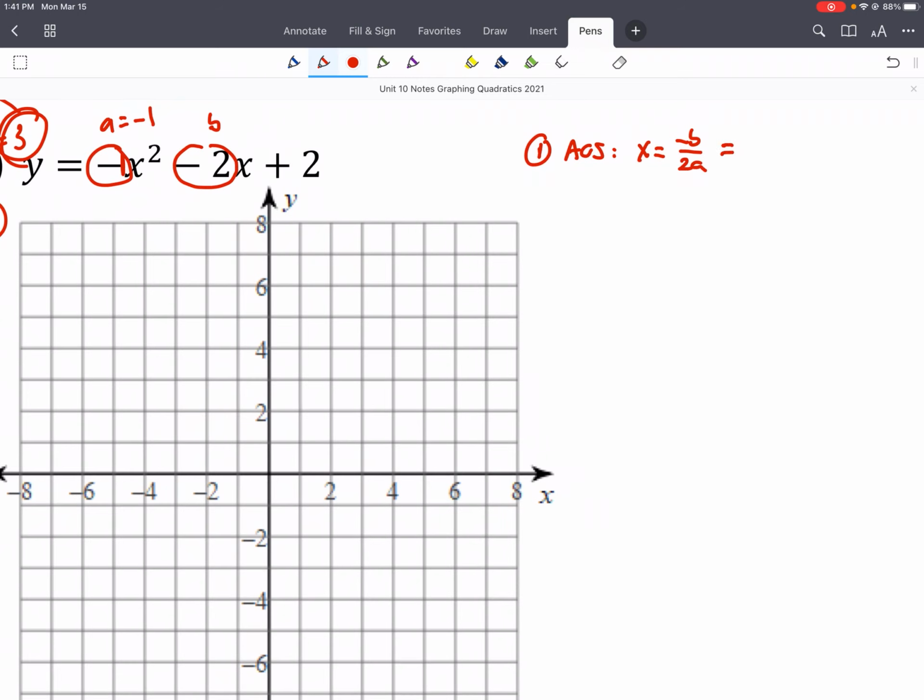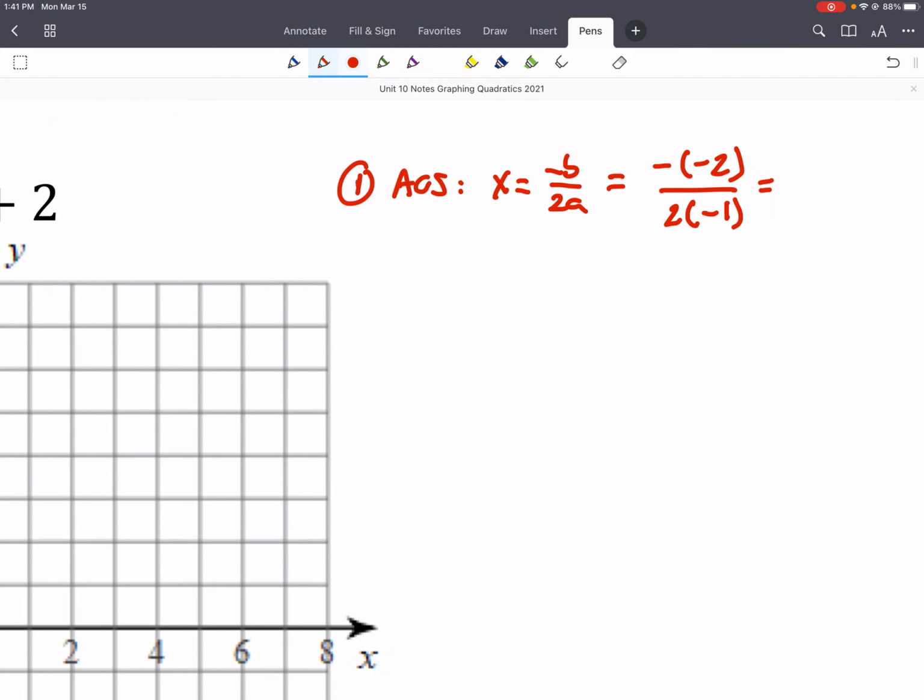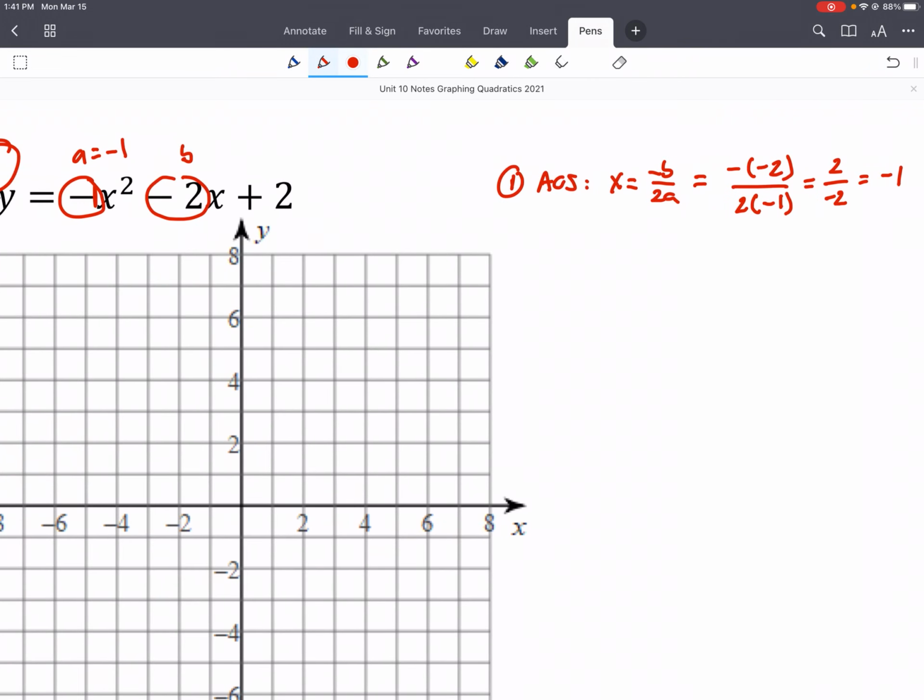So that ends up giving us negative b. Well, b is negative, so that will end up giving us a positive 2, all over 2 times a, which is negative 1. Again, you could plug all that into your calculator if you wanted to, or you can simplify it by hand, and you would end up getting negative 1. So we know our axis of symmetry is right here. The vertex is on it. We just need to figure out what it is.